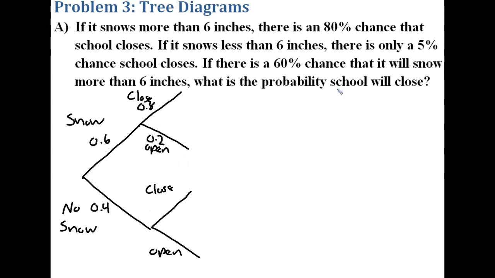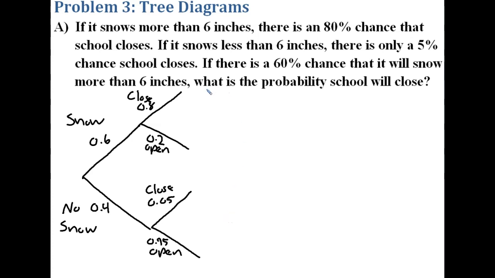If there's no snow, there's only a 5% chance school closes. Usually school doesn't close if there's no snow. So we'll put a 0.05 probability on the no snow and close branch. And then there is a 0.95 probability that it remains open.